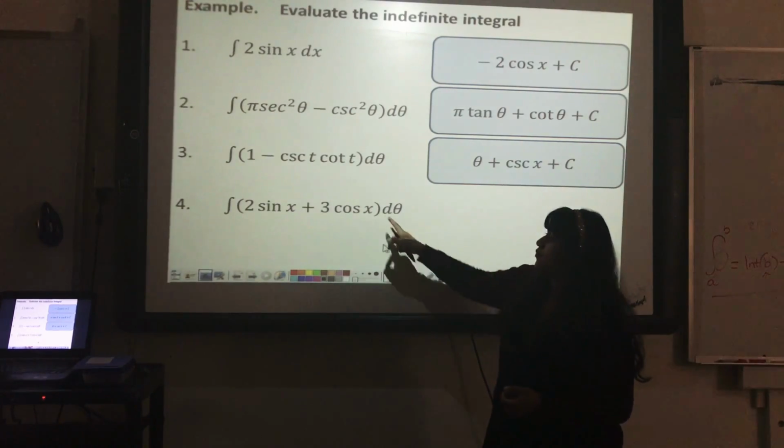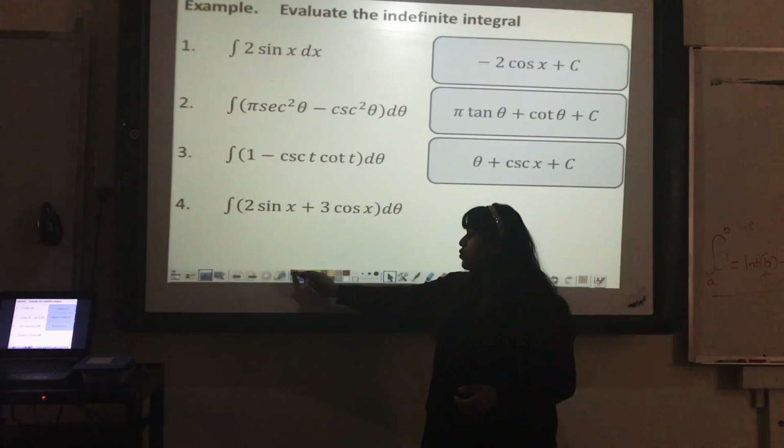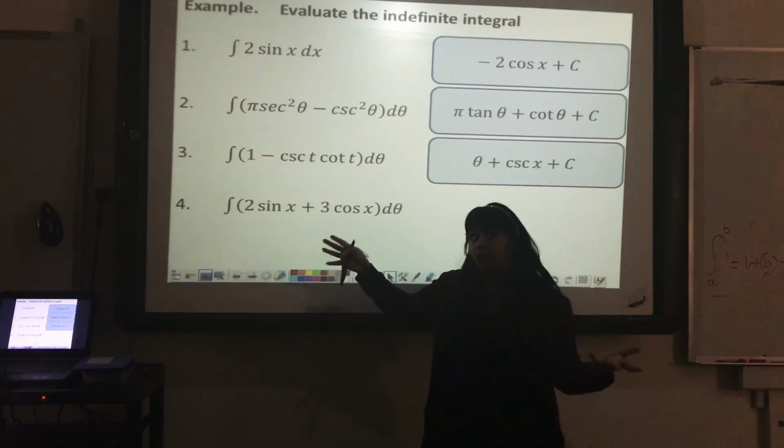Our next question is another one we can simply sum and difference, we can pull apart. But let's say I just wanted to attack this without pulling it apart. Well, what would I do?